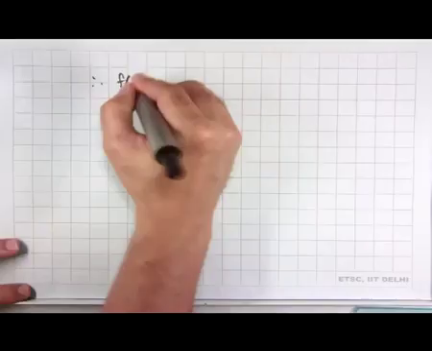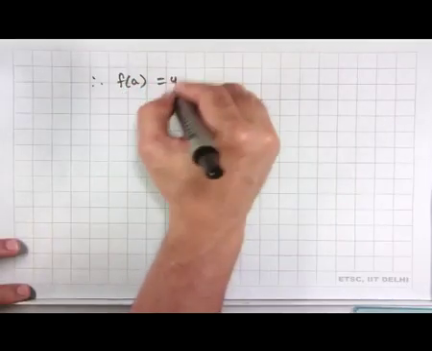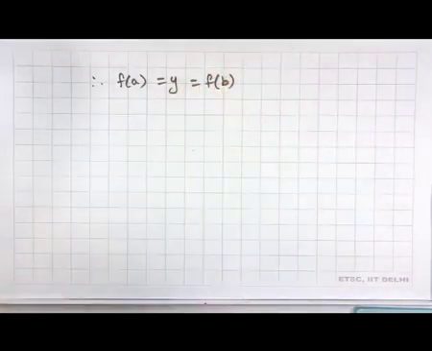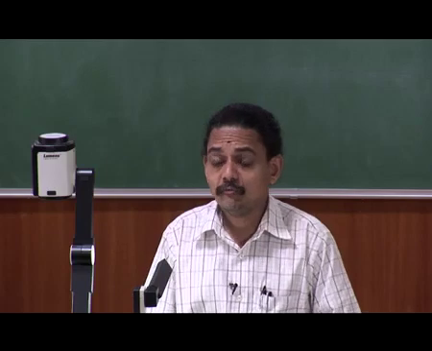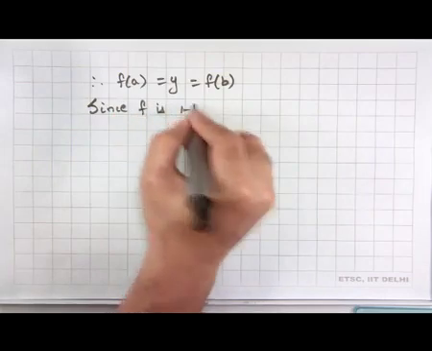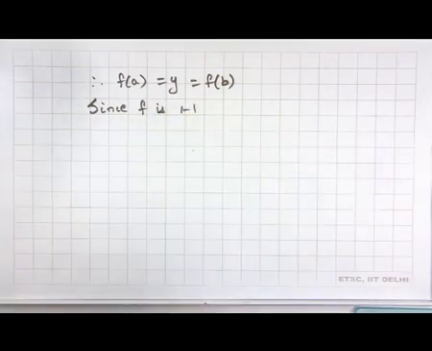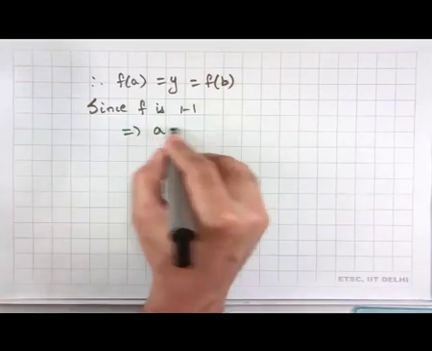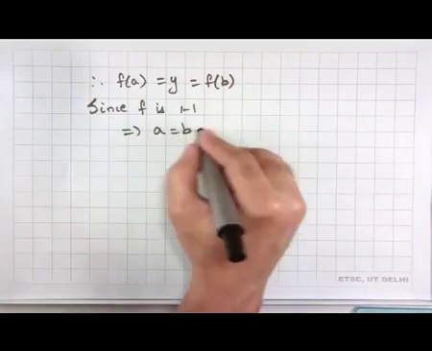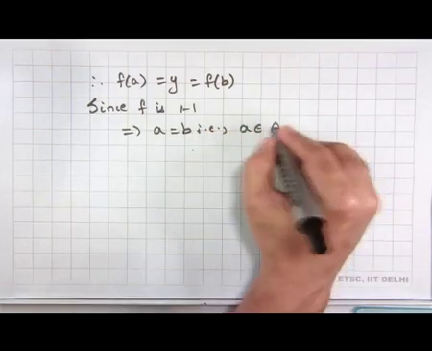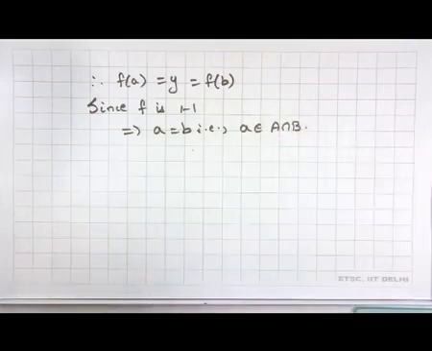f of a equal to y, which is also the same as f of b. So, what we have is f of a equal to f of b, since f is 1 1. By definition of 1 1, f of a equal to f of b implies a equal to b, that is, a belongs to A intersection B.